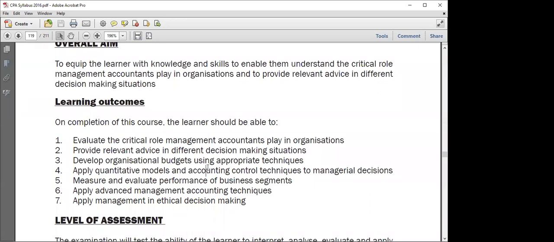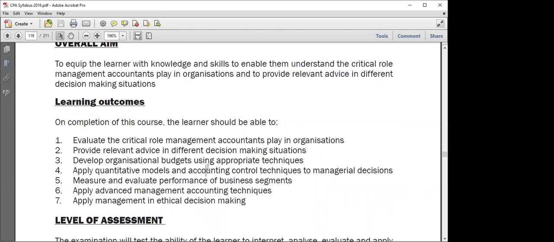We also pick different other techniques from cost and management accounting. Different techniques here, like the CVP models. We also do the EOQ models. The EOQ is economic order quantity for inventory. We also look at aspects of TQM, total quality management.